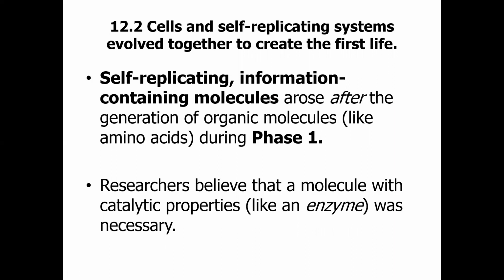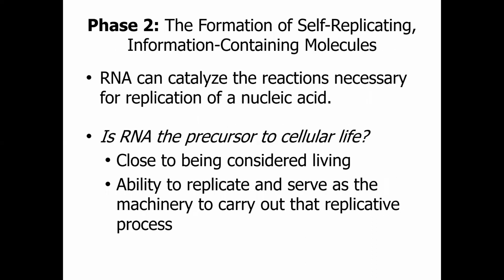So to replicate, we need some kind of enzyme-like molecule. And this came about through phase 2. To be able to self-replicate, we need that catalytic molecule, that enzyme. And this is where it was believed RNA came into being. Ultimately, RNA is able to catalyze reactions necessary for replicating our nucleic acids.